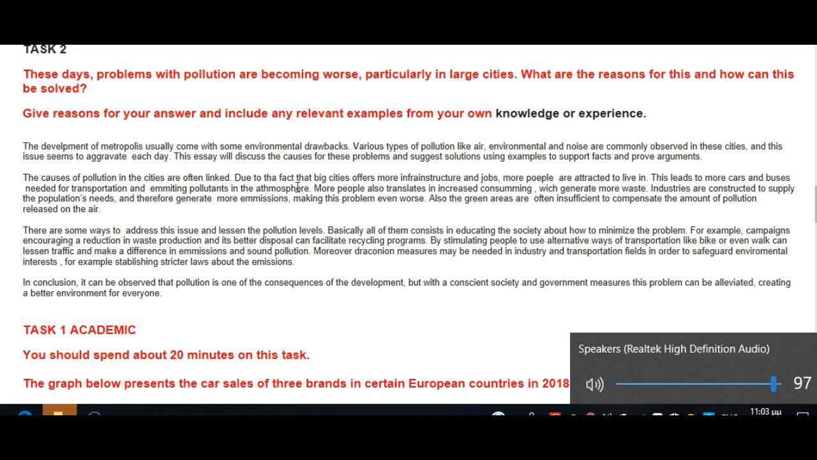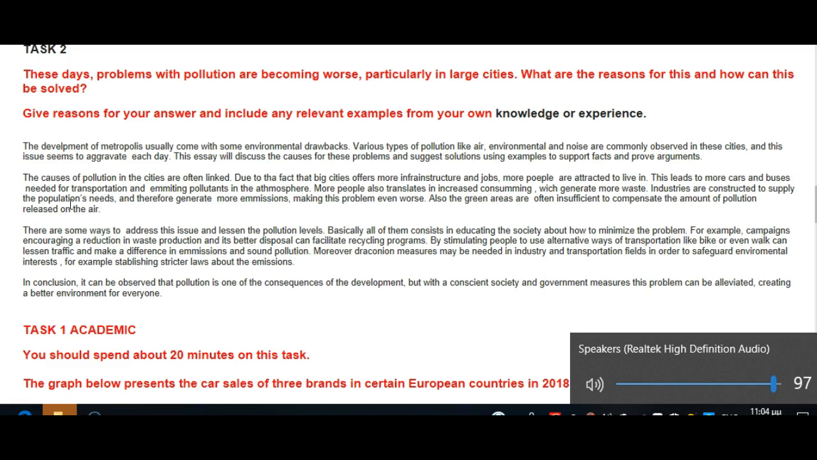So let's move on. More cities also translate, I don't know what I'm reading. More people also translates to increased consumption, yes, which generates more waste. Industries are constructed to supply the population's needs and therefore generate more emissions, making this problem even worse. Also, the green areas are often insufficient to compensate for the amount of pollution released into the air. Okay, again, I think here, honestly, the biggest problem is spelling. Otherwise, it's a lovely essay. A couple of little problems, but nothing too serious so far. Let's see how you dealt with the next paragraph now.